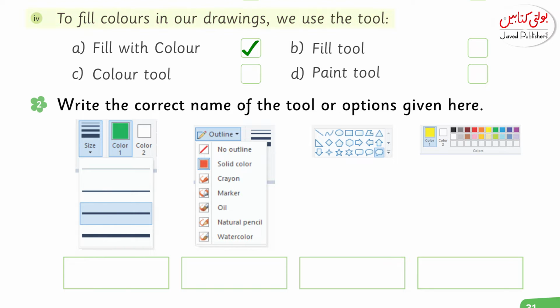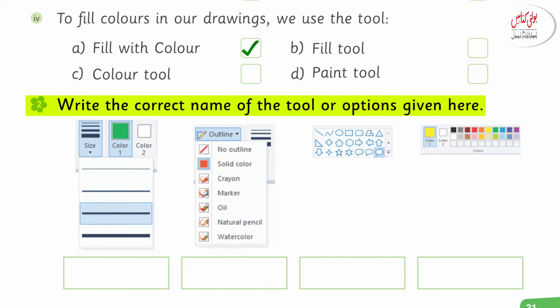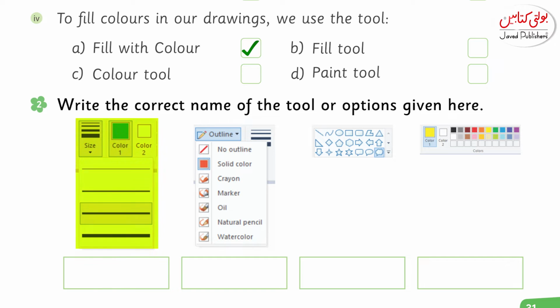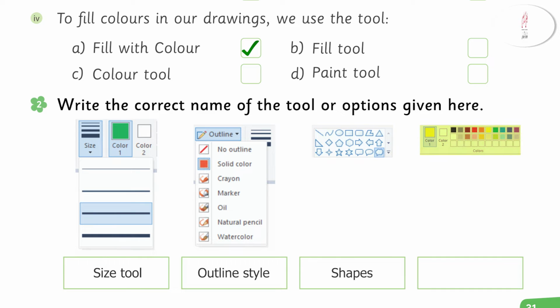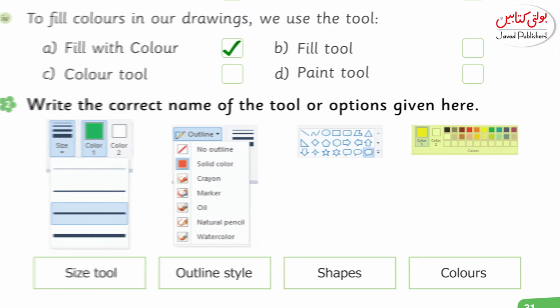Our next question is, write the correct name of the tool or options given here. The first picture is the picture of size tool. The second picture is outline style. Picture number 3 is shapes and the last picture is colors.